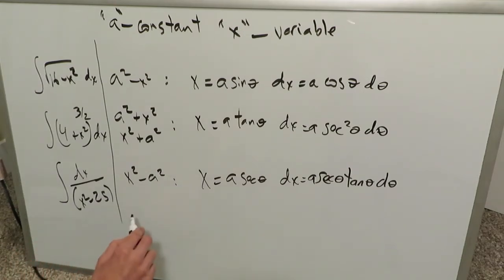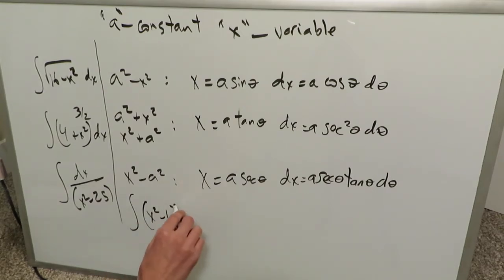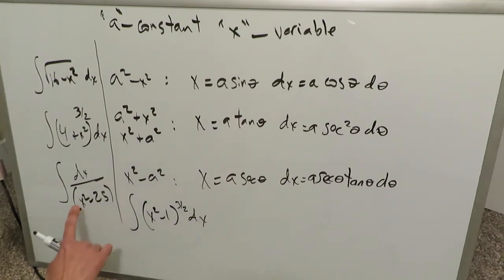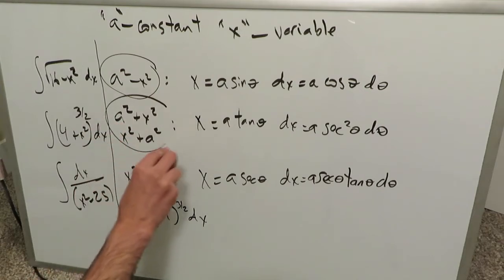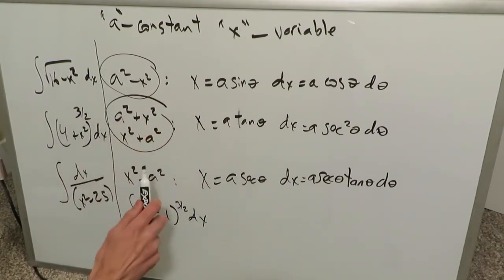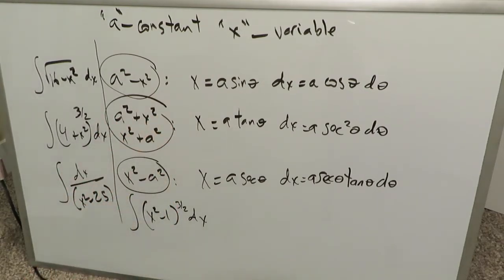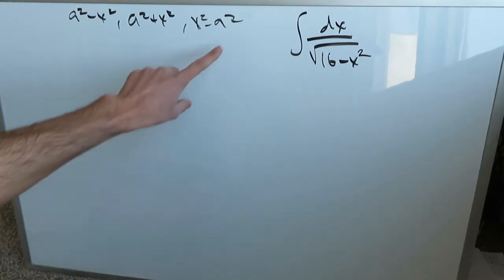You can even have something like this. For a similar type right over here, you could have x squared minus 1 to the power of, let's say, 3 over 2 dx. These are these type of forms, these types. So here's your type 1, be familiar with that. Type 2, order does not matter over there. And type 3. So I've presented you the 3 types.